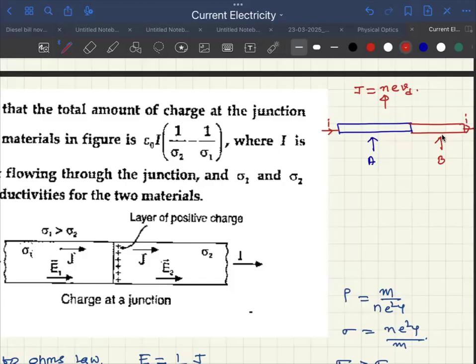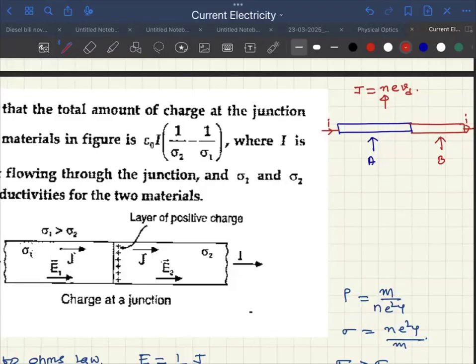ఇప్పుడు చెప్పండి n A లో, B లో సేమ్ ఉంటుందా? If the area or the volume is same, then only the n is same, right, sir? Wrong. N represents number of free electrons available per unit volume. It depends on nature of material. For material A, N is different from material B.